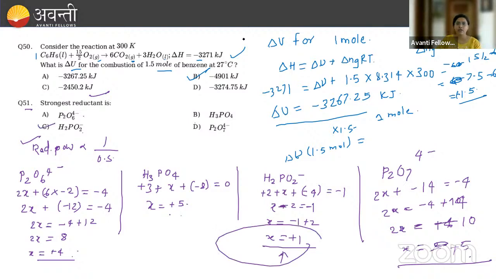Right? Any doubt? Are you getting this? This is not getting faster for you, right? For hydrogen, take the oxidation state as plus 1. For oxygen, take the oxidation state as minus 2. Okay? Now, next question.